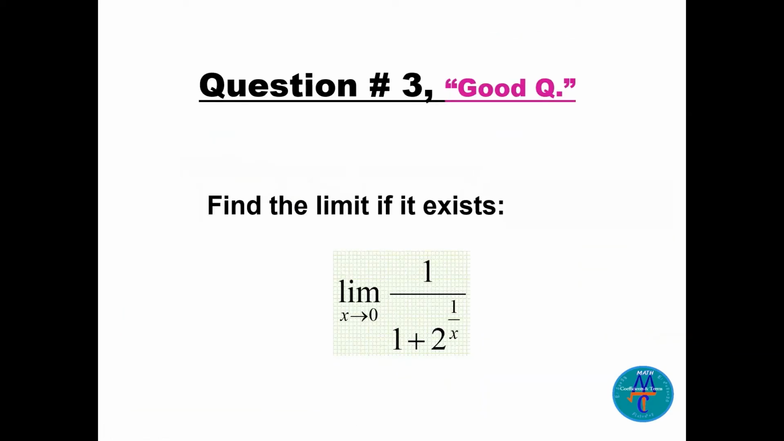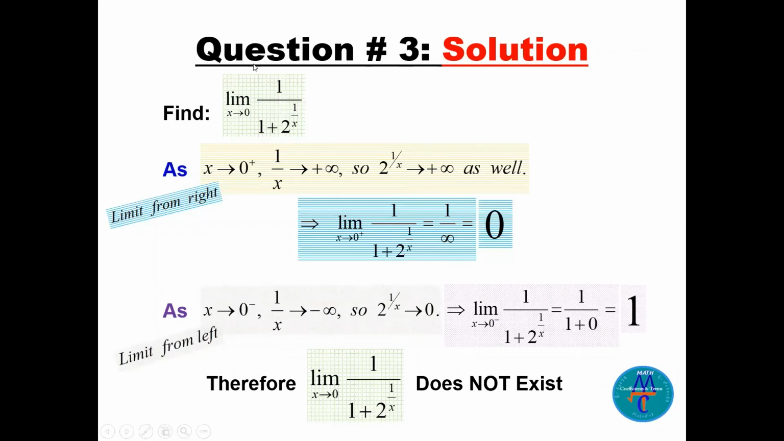Now this is a good question, number 3. There is no need to use the sandwich theorem here. Find the limit if it exists. The limit of 1 over 1 plus 2 to the power 1 over x as x goes to 0. This is a little tricky question because we have a reciprocal here, 1 over x.